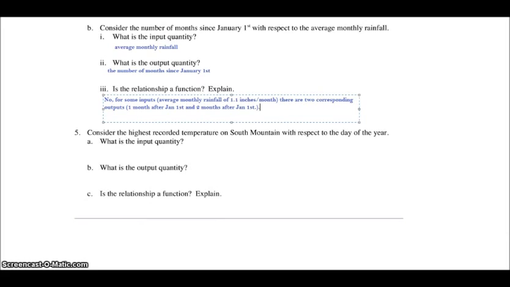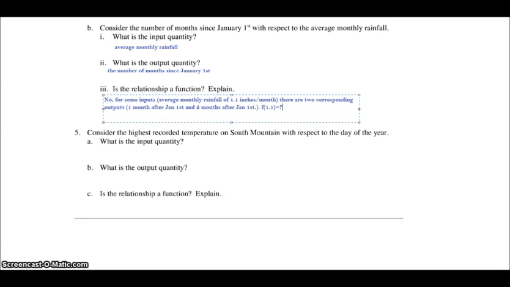So no, for some inputs, the average monthly rainfall, this is just one example. The average monthly rainfall of 1.1 inches per month, there are two corresponding outputs, 1 month after January 1st and 2 months after January 1st. So we can't say anything like f of 1.1 equals, because there's two things that we could pick. We could pick 1 or we could pick 2. That's not a function because there is not exactly one output for each input.